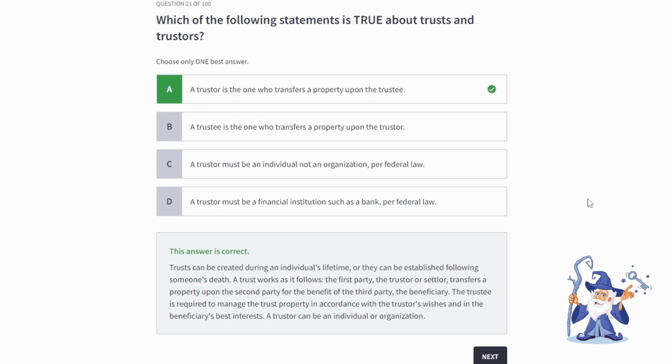A trustor can be an individual or organization. So knowing all of that, we know that definitely the answer to the question is A.